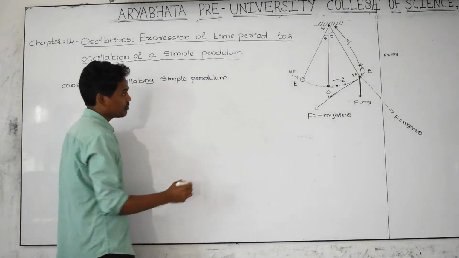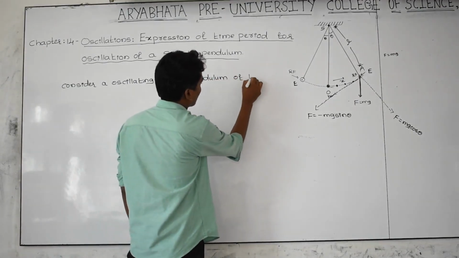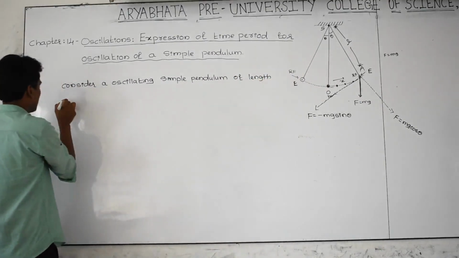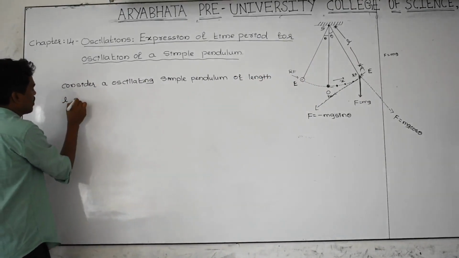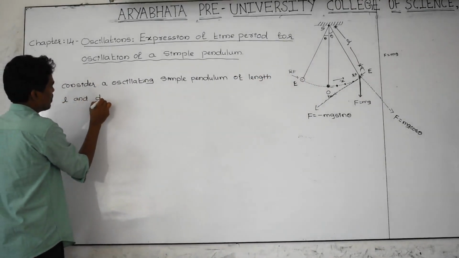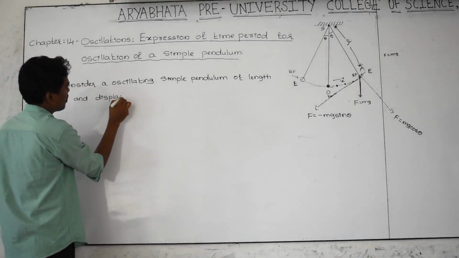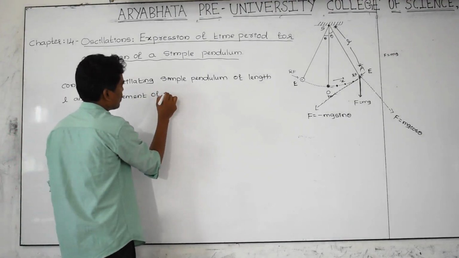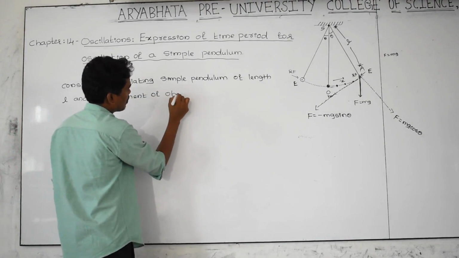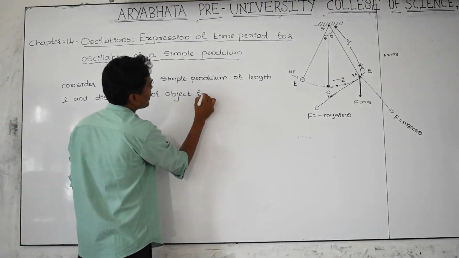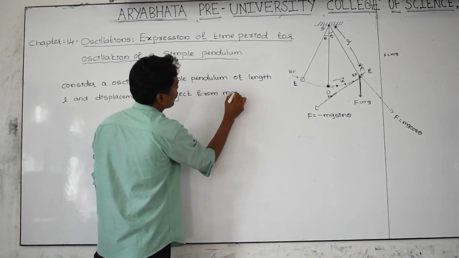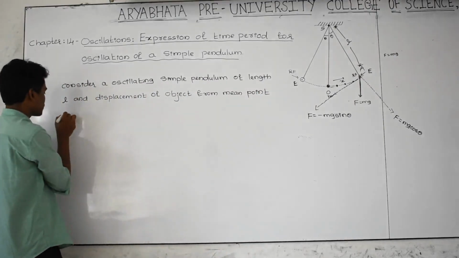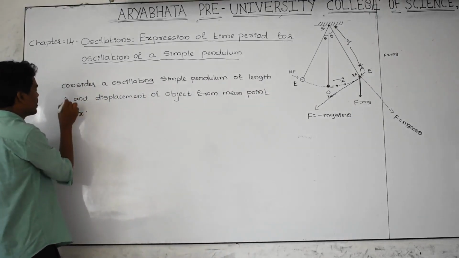Oscillating simple pendulum of length L. Means thread length is L. And displacement of the object from the mean point is x.